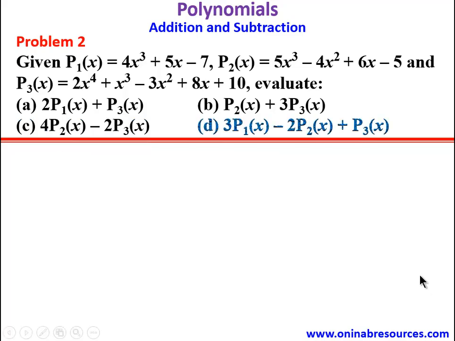We go to 2D. Now 2D, we have 3P1 of x minus 2P2 of x plus P3 of x. Again, I'm going to rearrange the positive terms before the negative and so on. But before then, I'm going to find 3P1 of x and 2P2 of x.